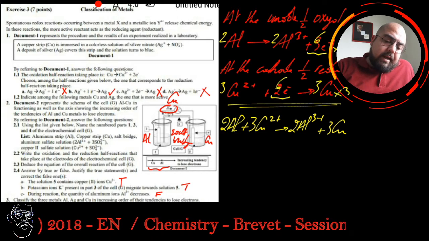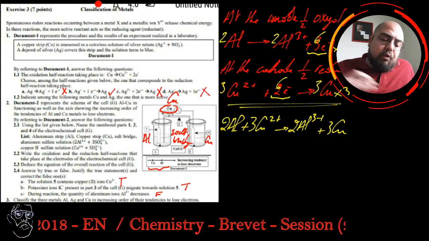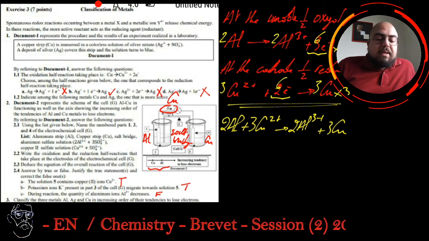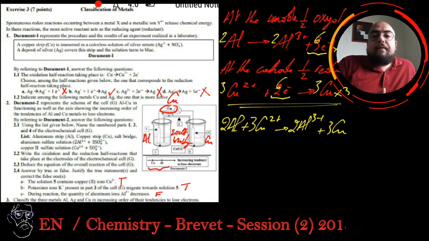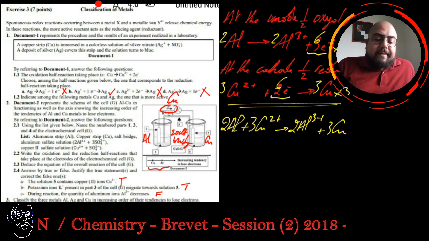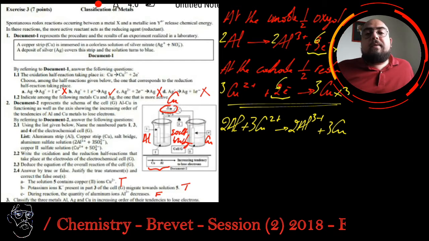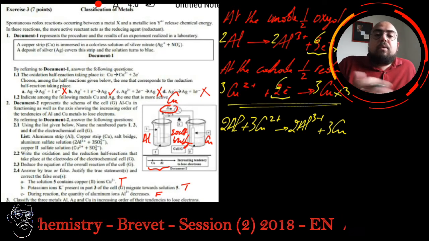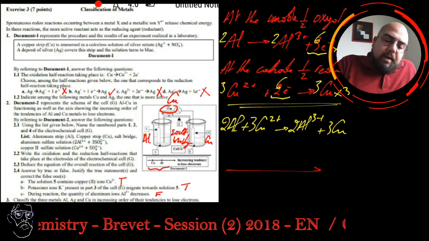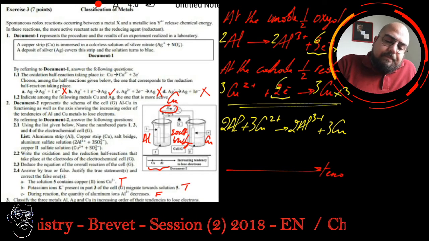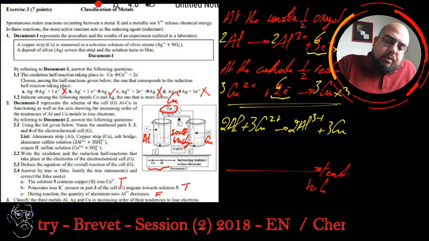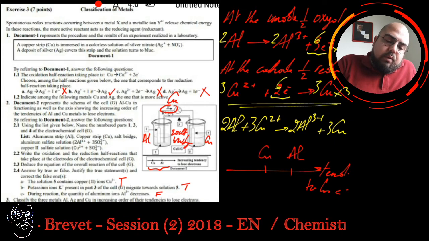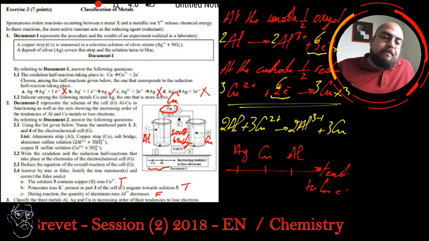Classify the 3 metals Al, Ag, and Cu in an increasing order. So from document 1, we already found out that Cu is more active than Ag. In the second part, we know that Al is more active than Cu. So automatically Al is the most active, then Cu, and then Ag. So you simply make an axis with the tendency to lose electrons. The first one is Al, the second one is Cu, and the last one is Ag.